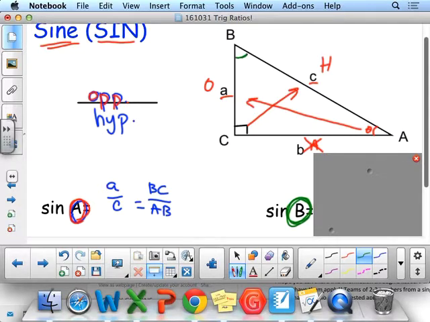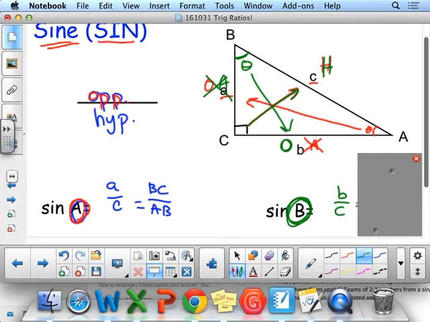The answer is no. From this angle B, this theta, my hypotenuse still doesn't change. It's still across from the 90. However, the side opposite does change. That means this would be adjacent. So in this situation, now I don't care about this little a side. What I care about is little b over my hypotenuse. Also, the line AC over AB. So this trig ratio will always apply in a right triangle.